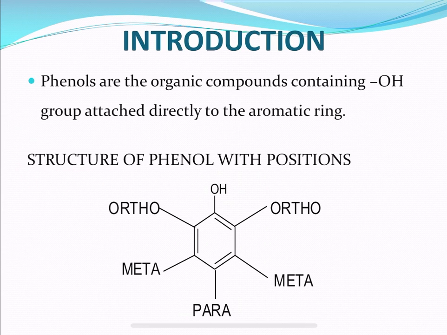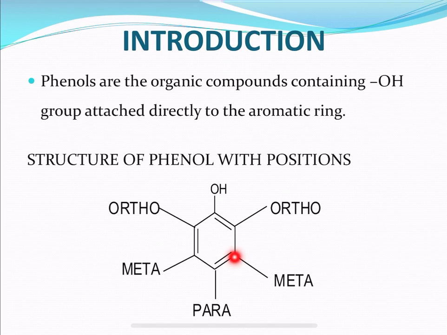To understand the structure of phenols with the positions, you all know that we start numbering from here, since this is the OH group which has been attached here. So this will be 1, 2, 3, 4, 5, 6. When a substitution is present in the second or the sixth position, it is called the ortho position.